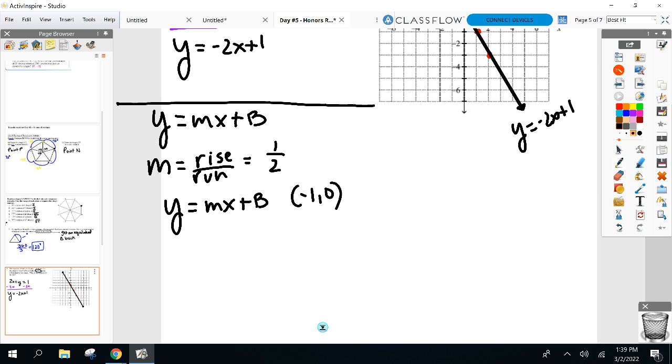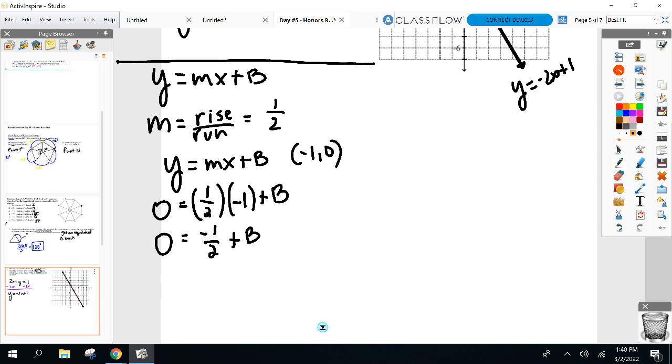What's going in for y? 0. We already figured out the slope was 1/2. Your x coordinate? -1 plus b. And now solve for b. And yeah, we would have been right if we guessed, but still not confident the way that graph looked. So 0 equals -1/2 plus b. Add the 1/2 over, and yes, our y-intercept is positive 1/2.